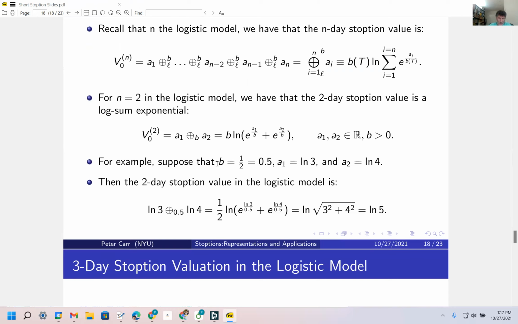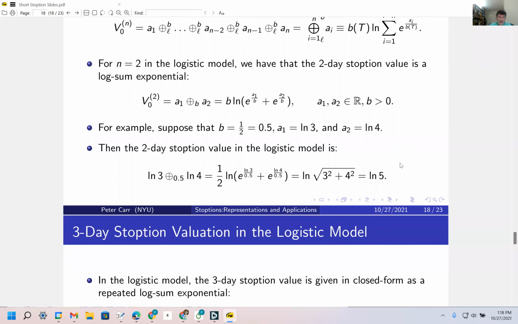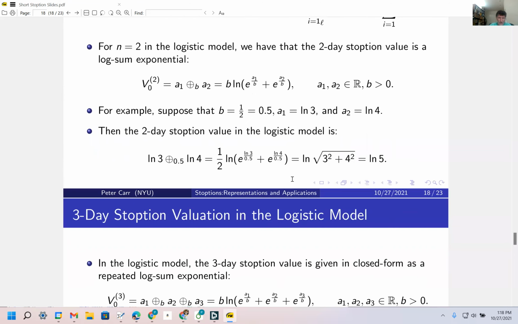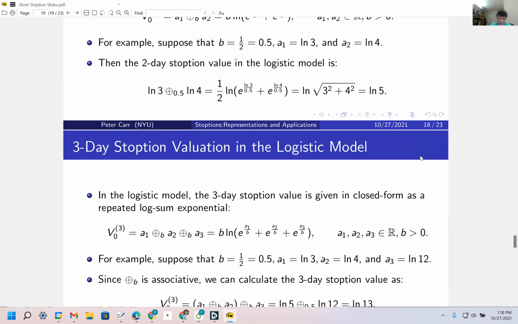So say this parameter B, which just needed to be positive, happened to be 1/2, and say that the two floors, which just need to be real, are log 3 and log 4, which happen to be positive numbers, but they didn't need to be. Then the 2-day stoption value turns out to be log 5. And implicitly a Pythagorean triple was used there, and so we're kind of taking the log of the 3, 4, 5 Pythagorean triple that you are familiar with from high school.